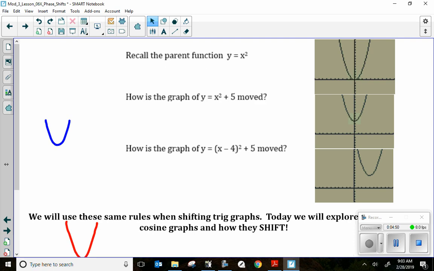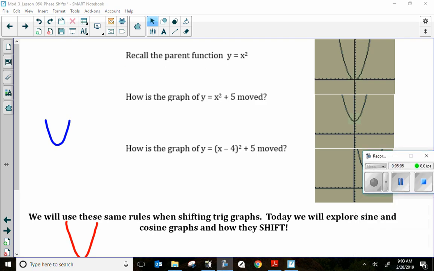All right? So the key question is, now that we learned how to graph sine and cosine, how do these apply to sine and cosine? They apply to them in the same exact way. So you'll see the statement at the bottom. We will use the same rules when shifting trig graphs. It's shifting. We are shifting it left or right. We are moving it up or down.